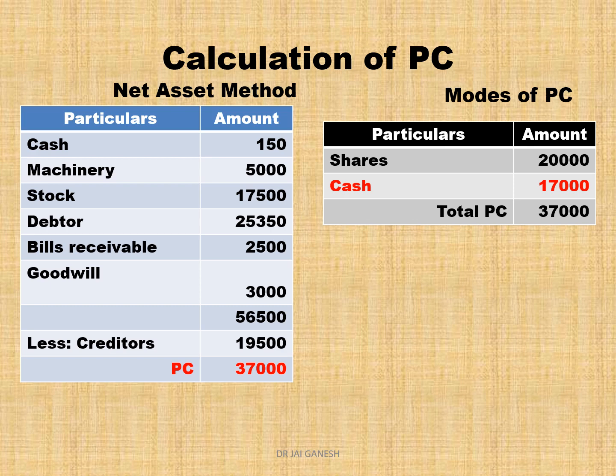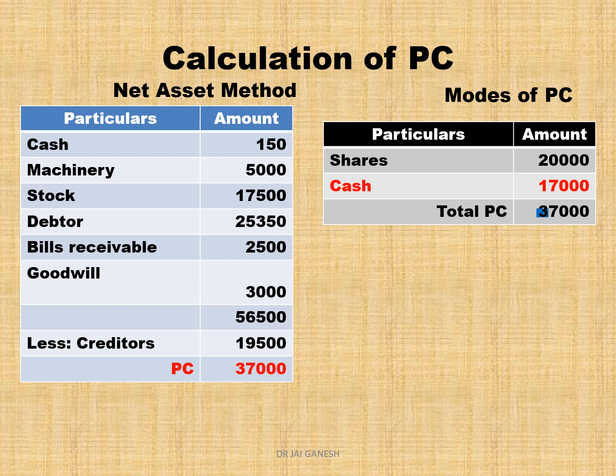Now how do you calculate PC? We have this net asset method. All assets taken over: cash at 150, machinery at 5,000, stock at 17,500, debtors at 25,350, BR at 2,500, goodwill at 3,000. So total assets taken over is 56,500, less creditors only taken over 19,500. So we get PC 37,000. Assets taken over minus liabilities taken over.